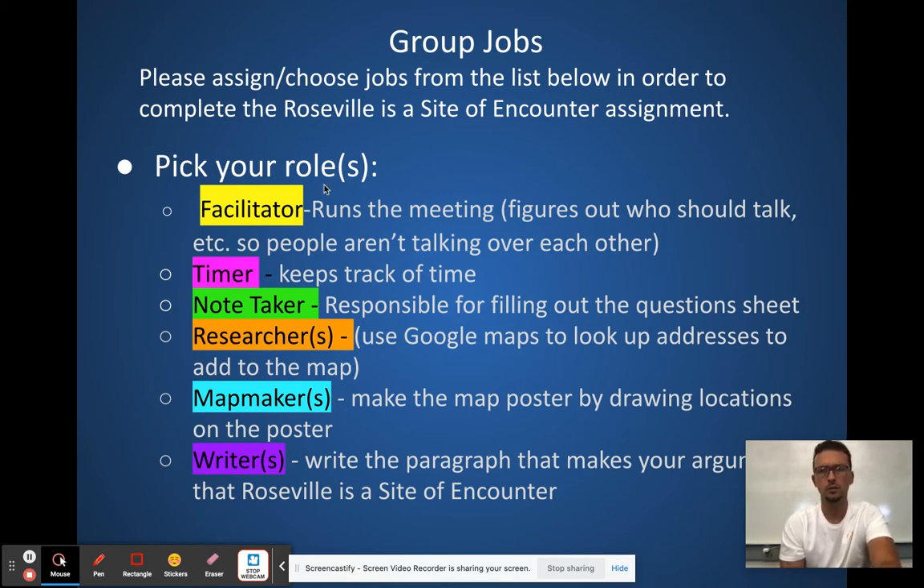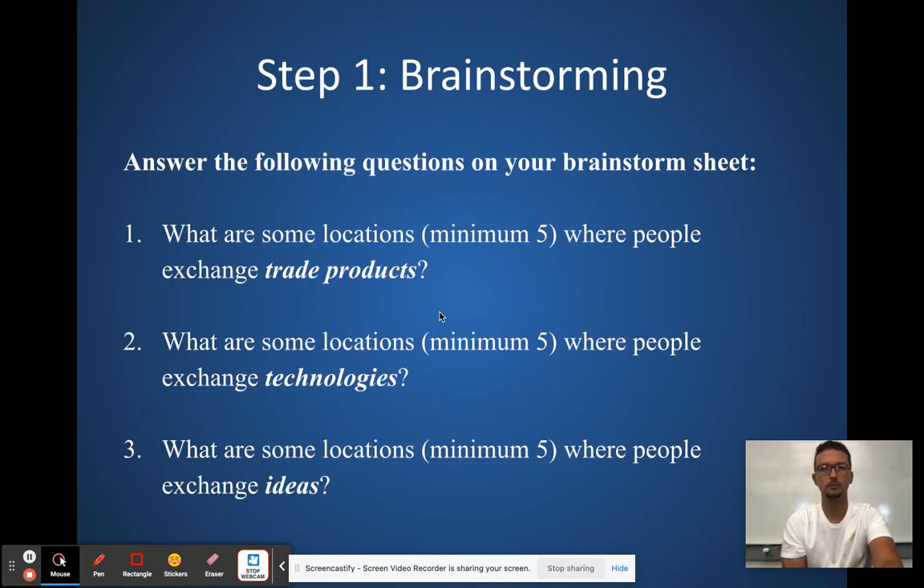So there are these groups here. Feel free to use this if you want. If your group is working hard together and you don't think you need this, that's fine. I would just recommend this for groups that maybe are having a hard time getting started or holding people accountable. So here's that brainstorming step. You have a handout for this, and you're going to answer these questions.